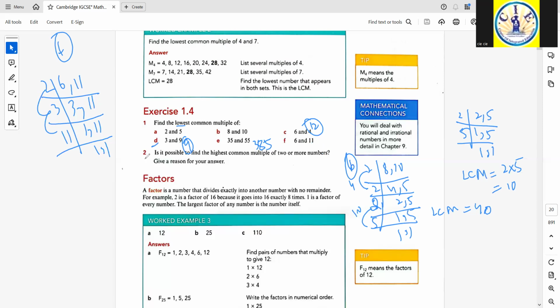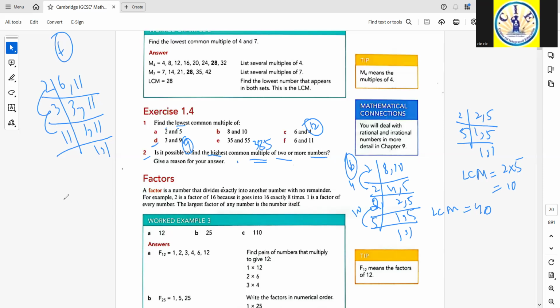Okay. Question number 2. Is it possible to find the highest common multiple of 2 or more numbers? Give a reason for your answer. The highest common factor can be found, but not the highest common multiple. Because, for example, we talk about 2 and 5. You need to find the common multiple of two or more numbers.